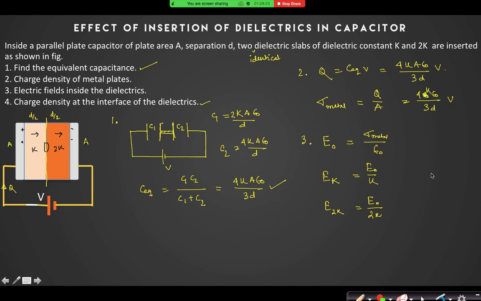That will cancel. So E naught is equal to sigma by epsilon naught, Ek is equal to E naught by K, and E2K is equal to E naught by 2K. Can I write these equations? Yes sir. So that is definitely sigma metal by K epsilon naught.